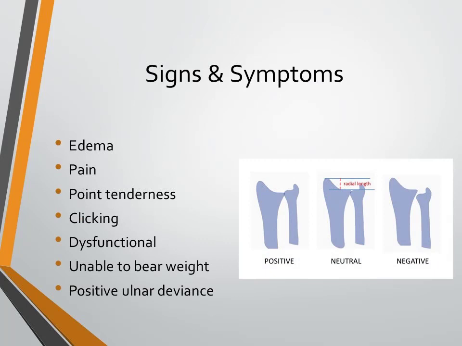Signs and symptoms of this type of injury include edema within the disc space, localized pain and point tenderness, clicking that is associated with pronation and supination. The person will complain of being dysfunctional with pronation and wrist extension. They will be unable to bear weight, and an x-ray will show a positive ulnar variance. And because of this positive ulnar variance, there will be an increased load bearing through the ulnar axis.